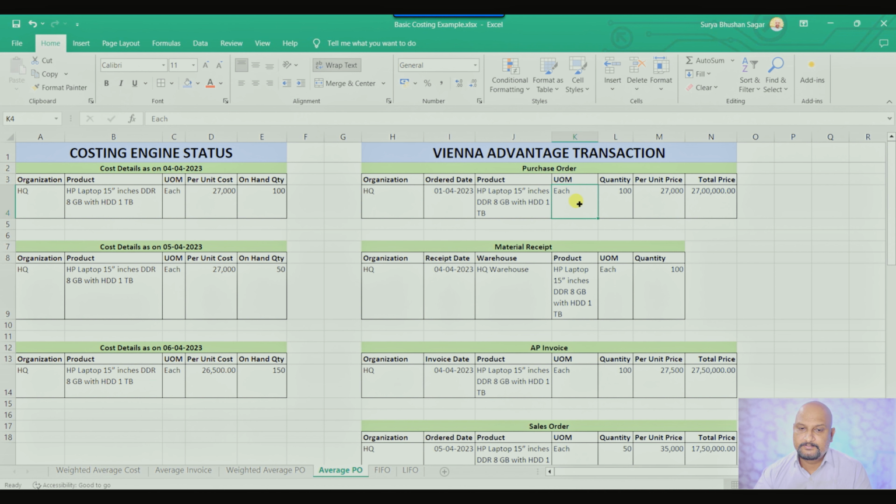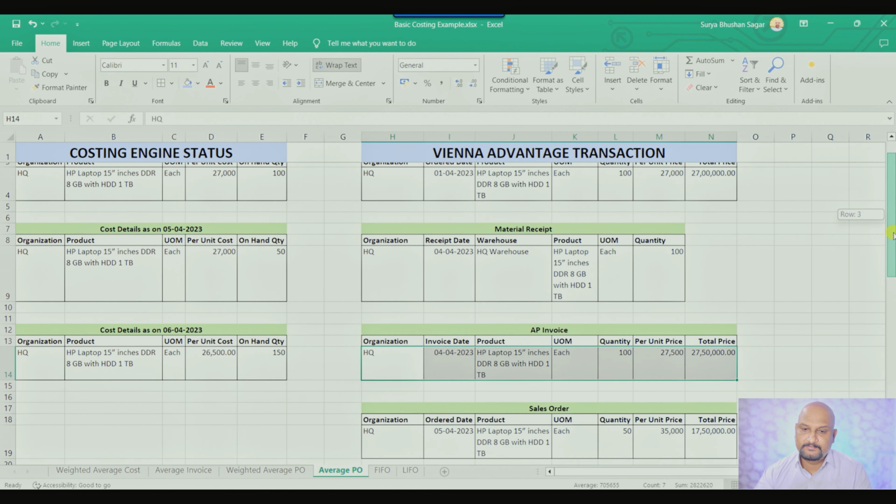Okay, so let's move on. As I have mentioned, as soon as my material receipt gets completed, the system updates my status, and my status on 4th of April becomes 27,000 per unit cost for 100 quantities. And later I've entered my AP invoices. If there is any difference in the AP invoices, that would be ignored by the system.